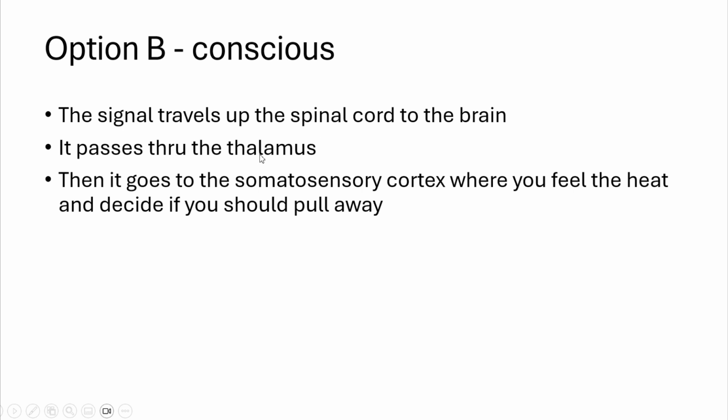Then it passes through the thalamus. The thalamus is basically an area where all the sensory signals come together, and it can coordinate them. Then it goes to the cortex, where you feel the heat and decide if you should pull away. Originally I put heat because it was fire, but let's say it's something sharp. You decide: is this sharp enough to pull away, or can I still hack it?